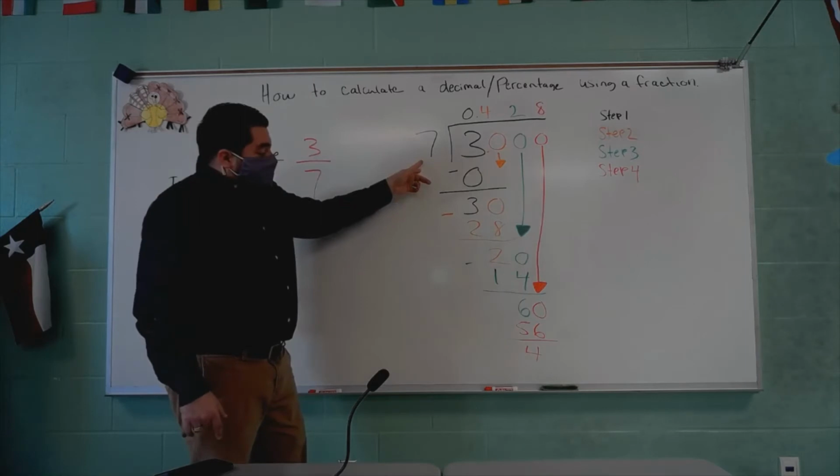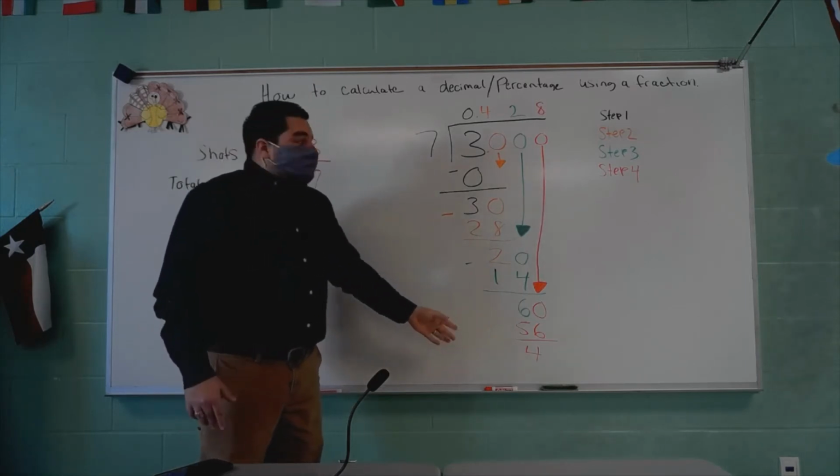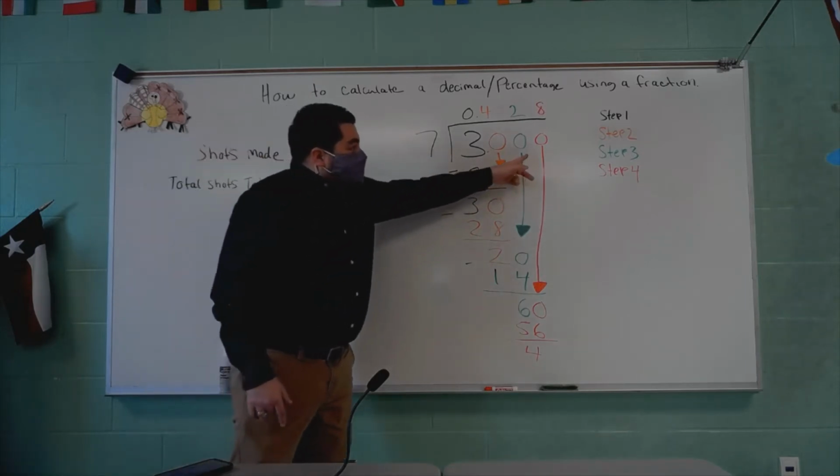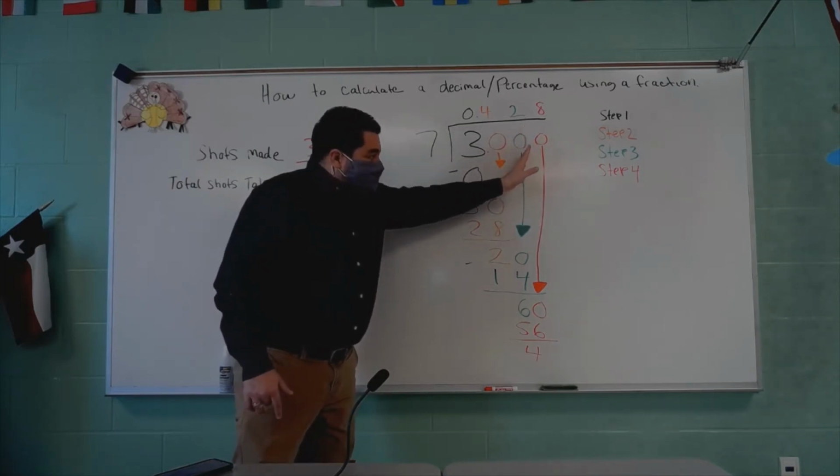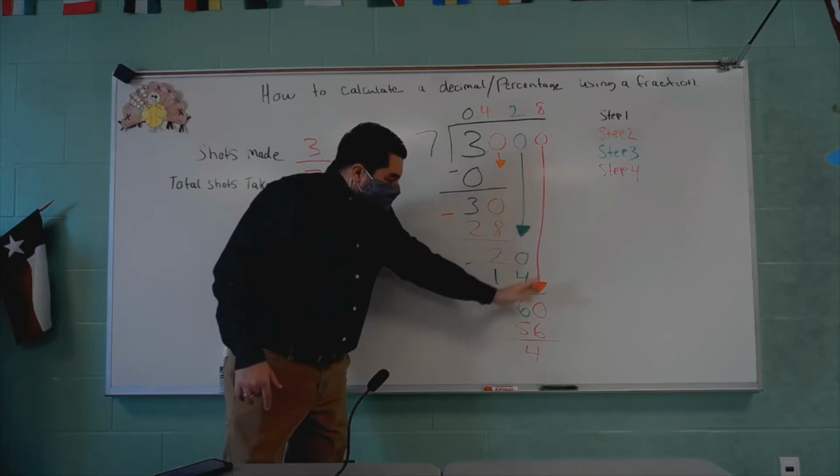Can 7 go into 6? It can't. So same scenario. Come back over here, get the 0, bring it all the way down. Make sure you keep everything nice and straight. That way you can kind of do your math. Bring it all the way down to right here. So now I have a big number.